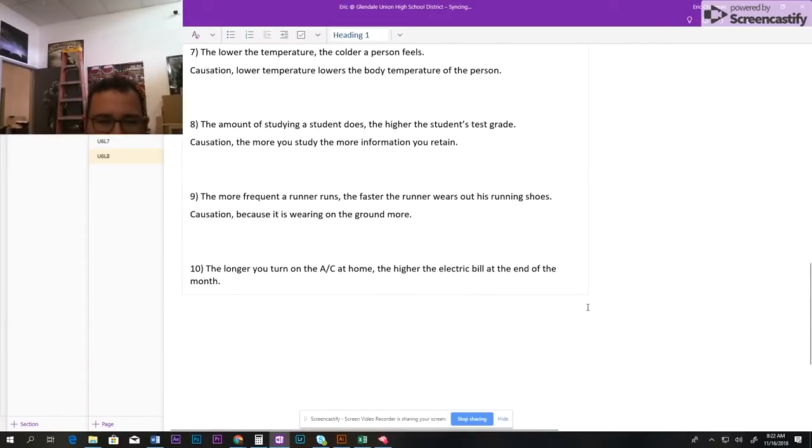The longer you turn on the AC at home, the higher the electric bill at the end of the month. That is a causation, because when it's running, it uses more energy. And there we go.